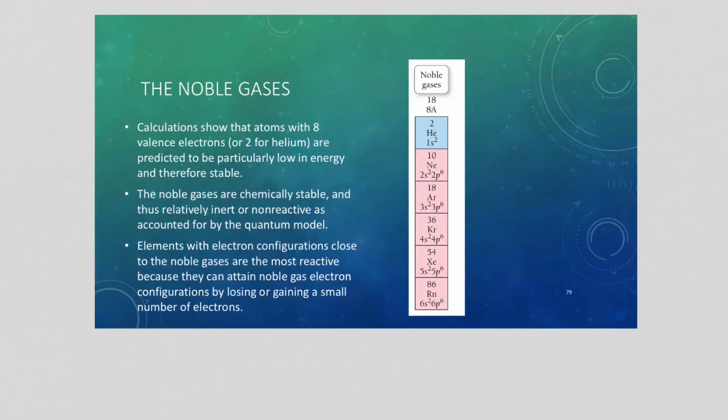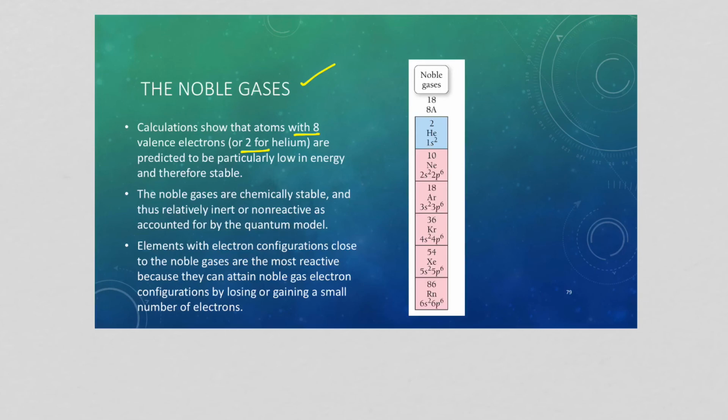So with that being said, let's look at a few of these groups and look at this common behavior that we can explain now. So first of all, we pointed out the noble gases, right? These are sort of the anchor, because calculations and models have shown that electrons that have a full s or a full s and p, so we either have 2 for helium or 8 for the rest of the noble gases that have this s2p6 configuration, is particularly stable.